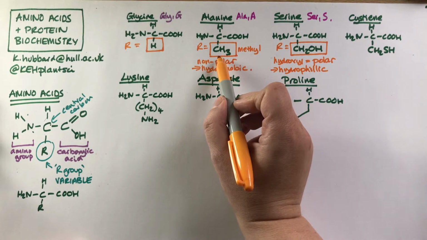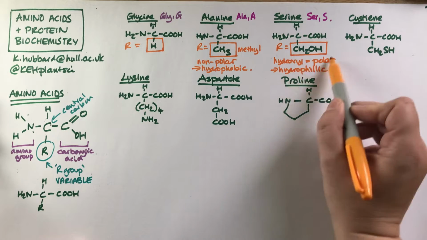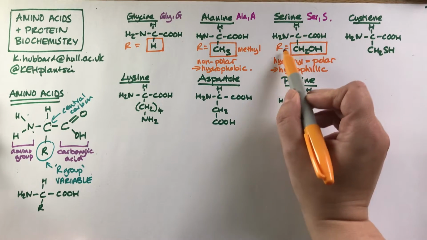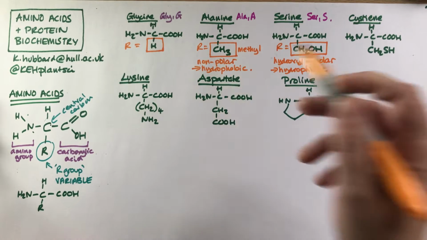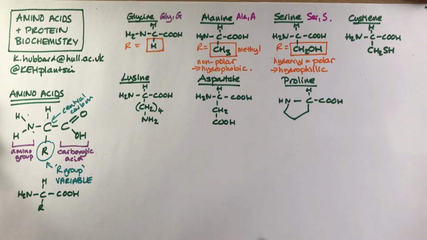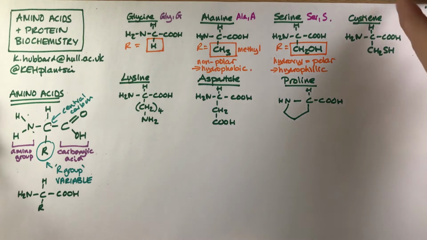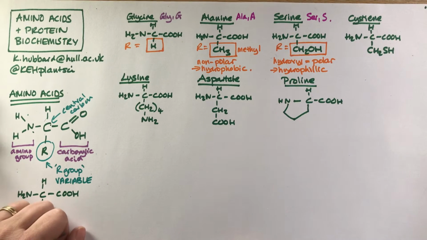So this group is more likely to want to interact with water than this group over here. We might find that this is on the outside of a protein where we're exposed to water, but this is more likely to be on the inside of a protein, which tends to be a more hydrophobic environment. So we can start to make some predictions as to where things might be. Okay, so let's have a look at some other chemistry.